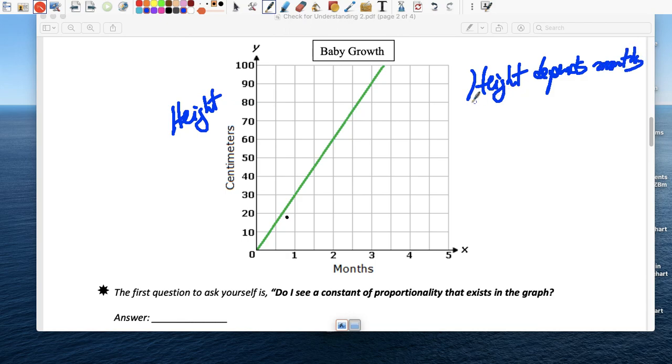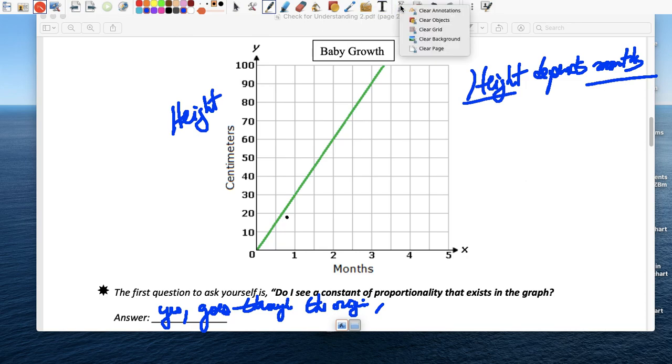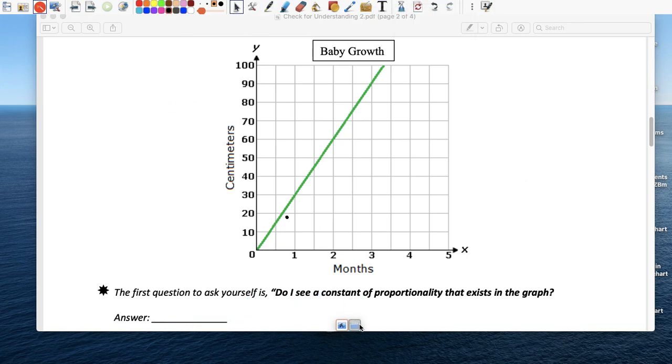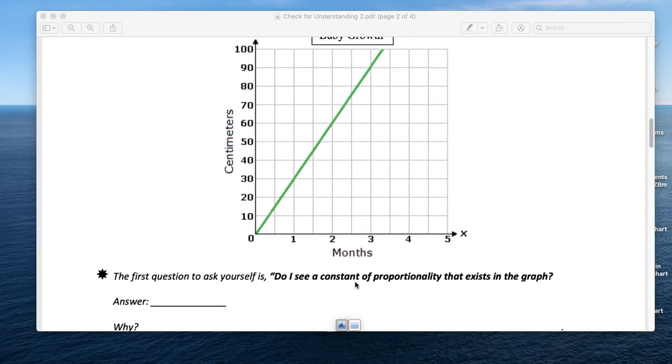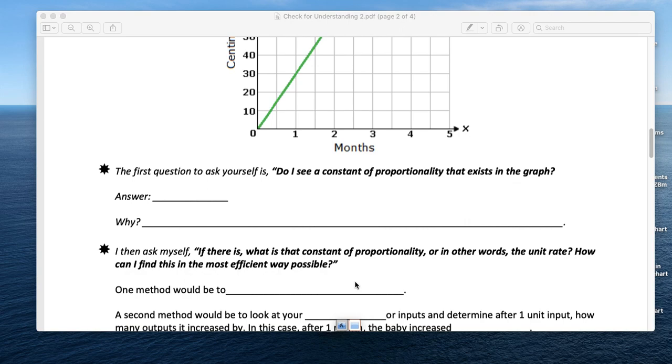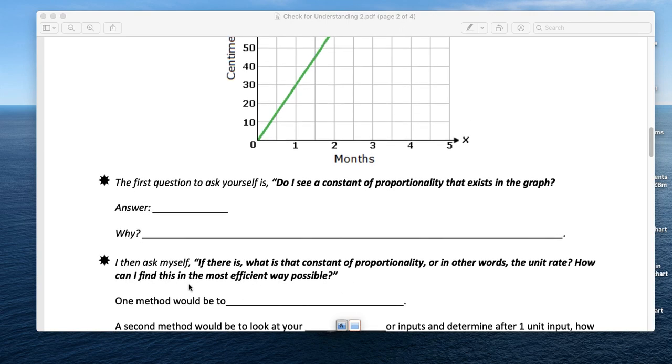That makes sense, right? So the first question you ask yourself is, do you see a constant proportionality? Yes, the answer is yes. It goes through the origin. It's a straight line. You can write that it goes through the origin. I'm going to answer the why part by doing the second part.